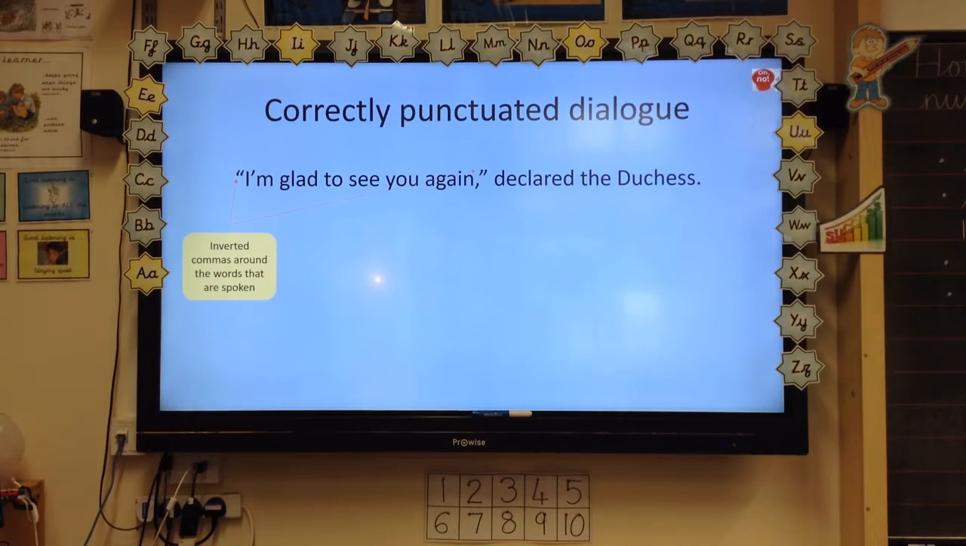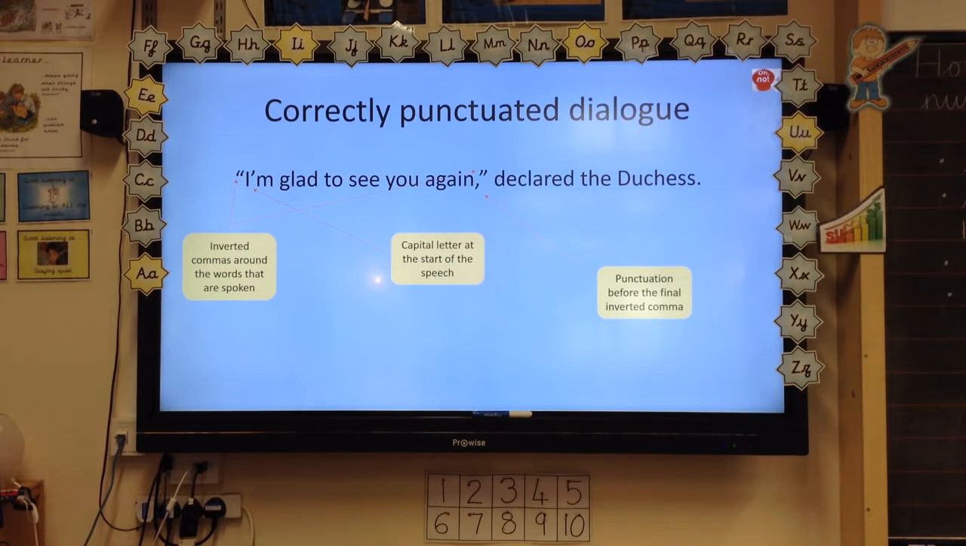All dialogue must start with a capital letter, as you can see here. Before the final inverted comma, you also have to use another piece of punctuation. If the character is saying a simple sentence, which would end normally with a full stop, we have to use a comma because the whole sentence hasn't finished yet. However, if it was a question or an exclamative phrase, you can still use a question mark or exclamation mark. In this one, it's a comma because it's a normal statement.